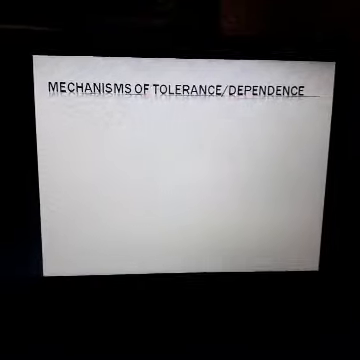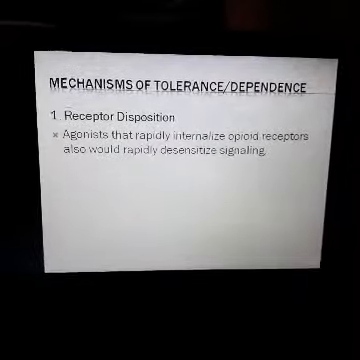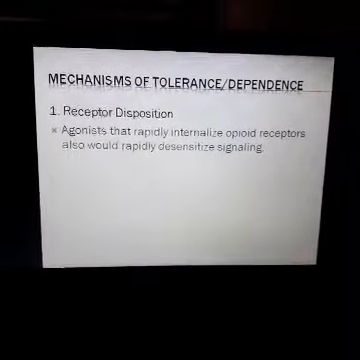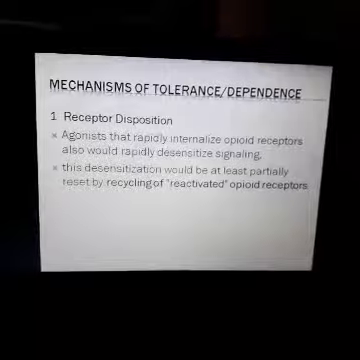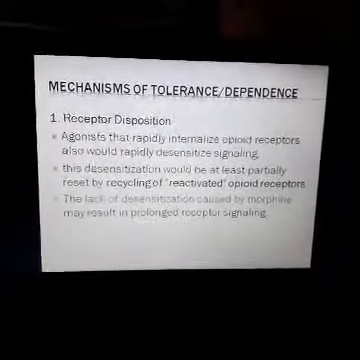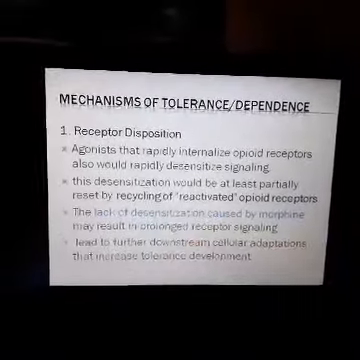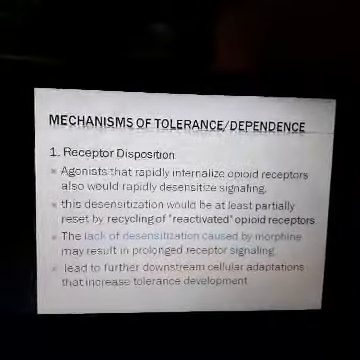So mechanism of tolerance and dependence, I am not going into detail. So there can be a defect in the receptor disposition. Agonists that rapidly internalize opiate receptors also rapidly desensitize signaling. This desensitization would be at least partially reset by recycling of the deactivated opioid receptors. The lack of desensitization caused by morphine may result in prolonged receptor signaling, and that leads to further downstream cellular adaptation that increases the tolerance development.